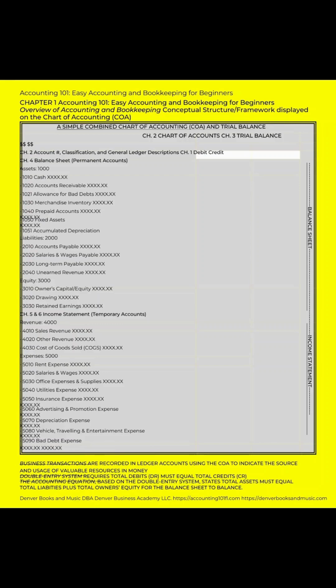Four popular types of business entities are: 1. Generalized merchandising firms such as retailers and wholesalers. 2. Service firms. 3. Manufacturing firms. And 4. Hybrid manufacturing and trading firms.